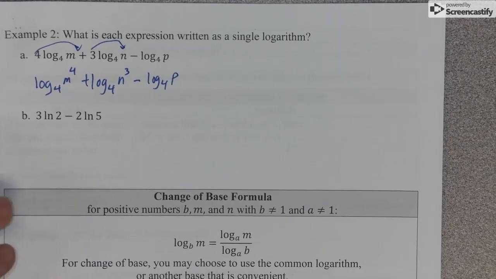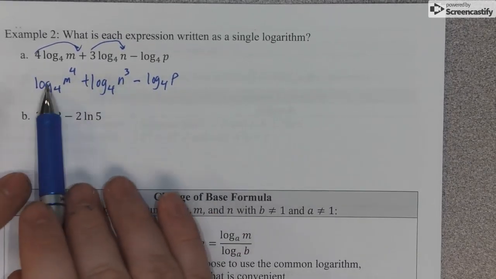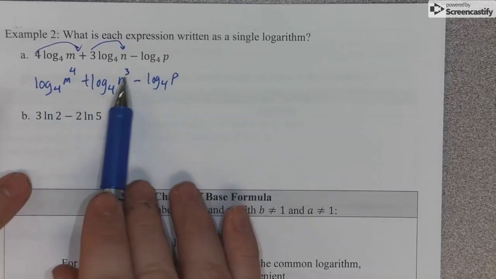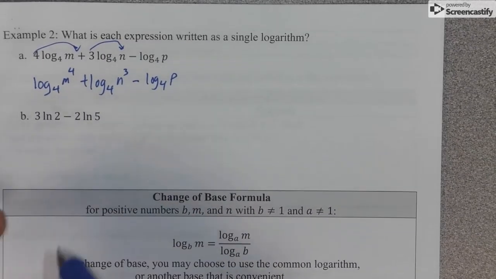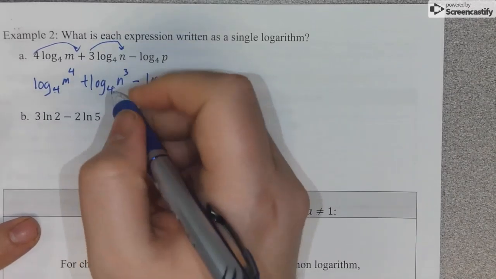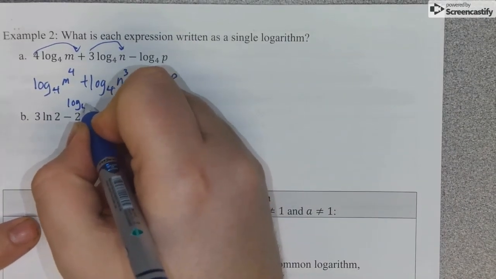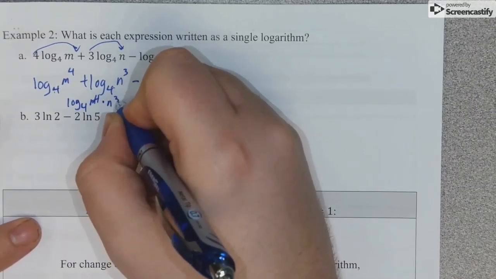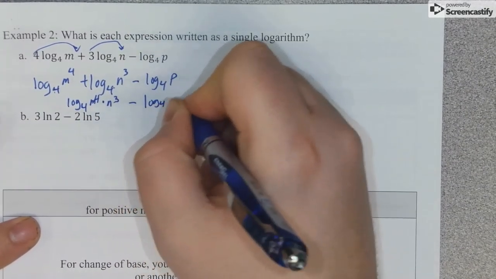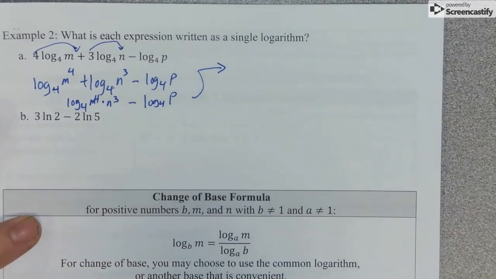So that's one step. Now I see addition and I see some subtraction. So let's just go right in order from left to right here. Let's rewrite the addition using multiplication since our bases are the same. So log base 4 of m to the 4th times n cubed minus log base 4 of p. I'm going to do the next step up here.